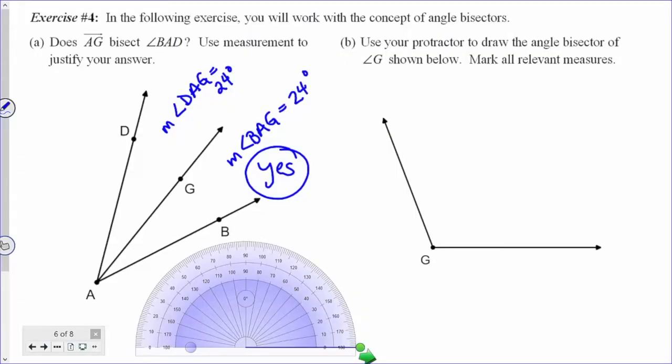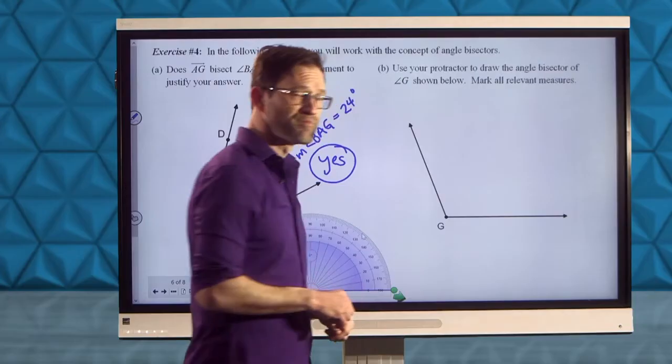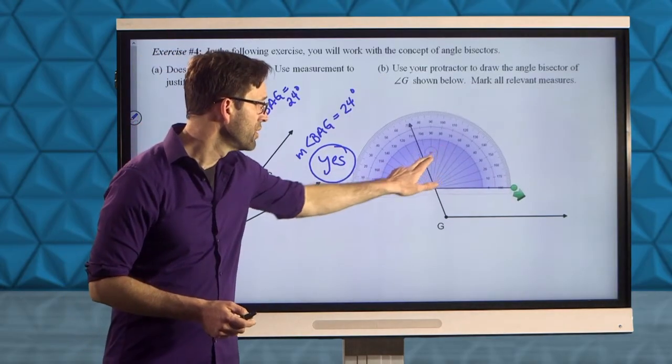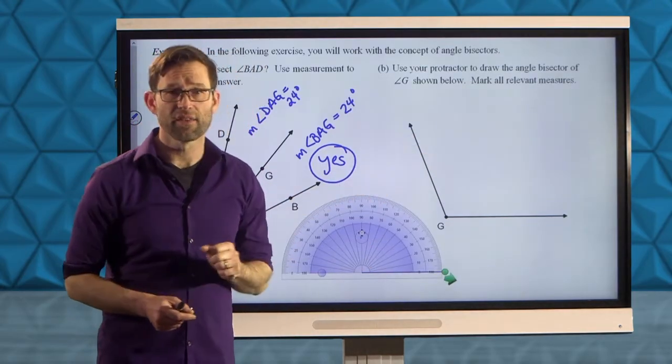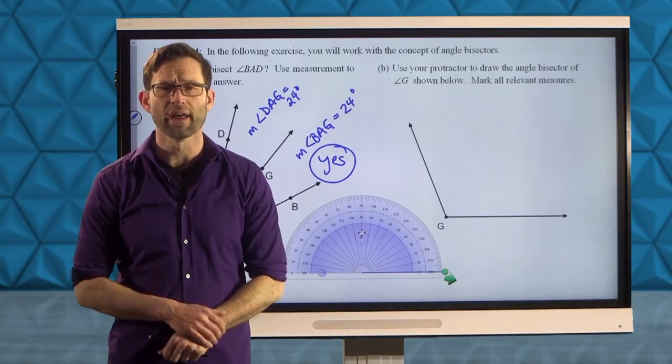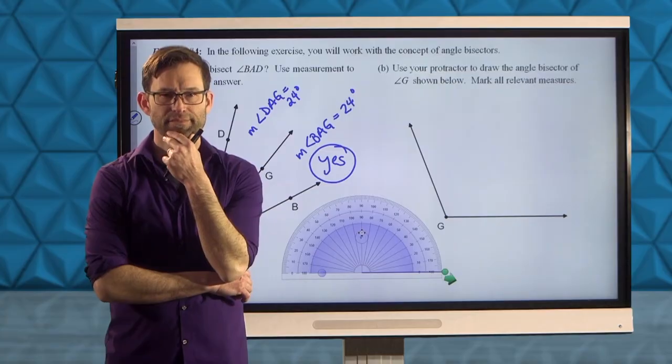Letter B says, use your protractor to draw the angle bisector of angle G shown below. Mark all relevant measures. All right, so using your protractor, see if you can bisect that angle. You'll need a ruler as well to draw a straight line segment. Go ahead, spend a little time on that.